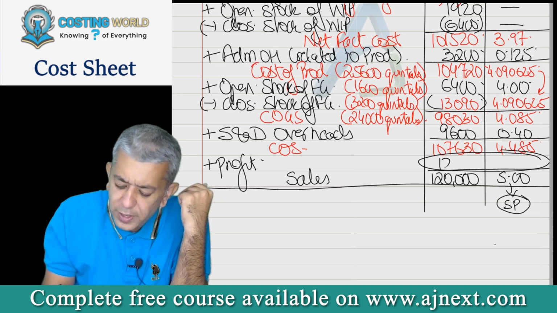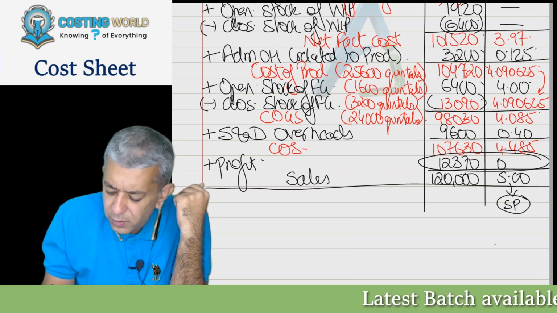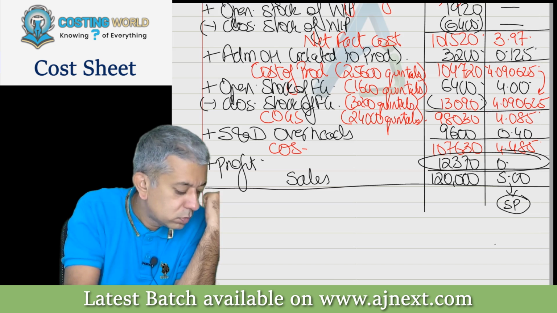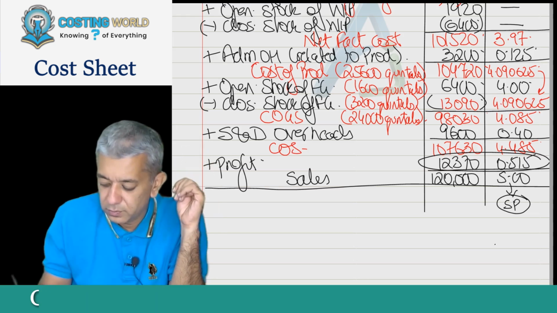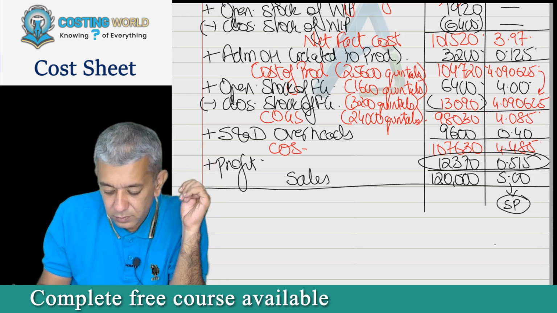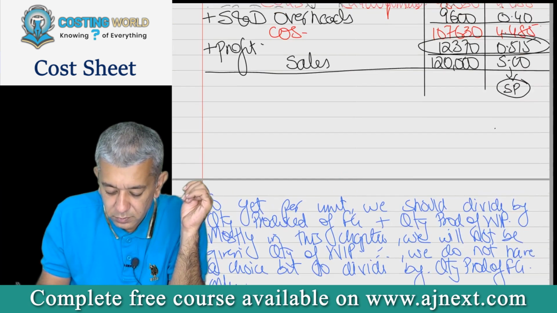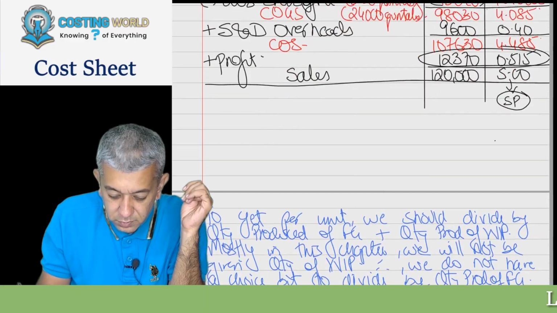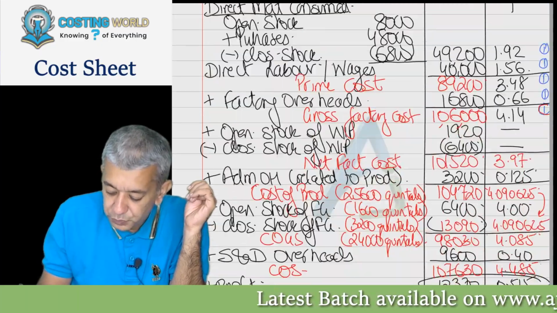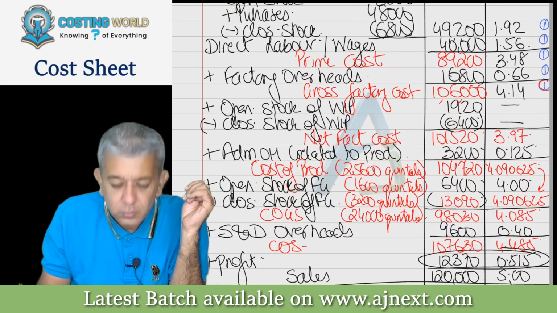12,370. 12,370 and per unit will be 0.515. Now, any doubts?